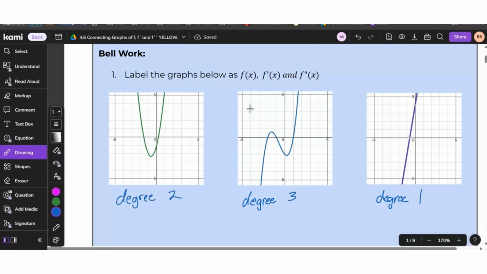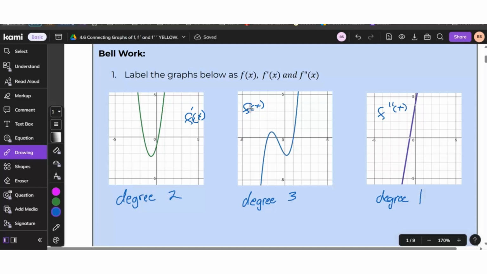When we take the derivative, what happens to the degree? Goes down by 1. So you don't even need to bother looking at all the max and mins if you just have one set, right? It's always going to be f of x, f prime, f double prime, because it drops the degree by 1 each time. Okay? So here's my f of x, here's my f prime, and here's my f double prime.